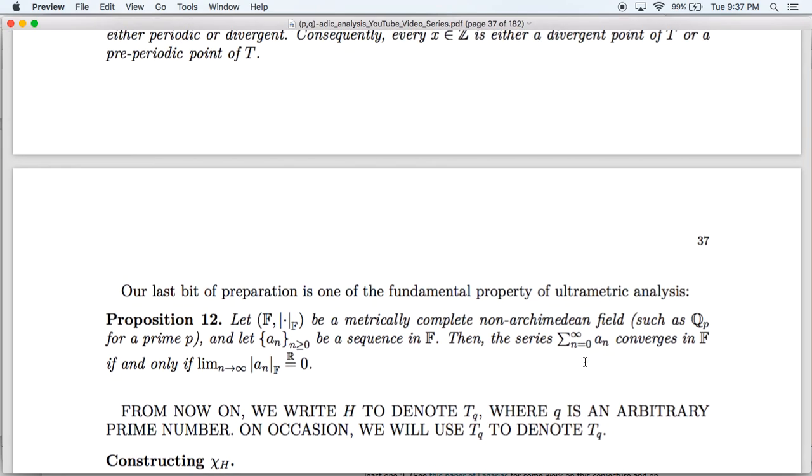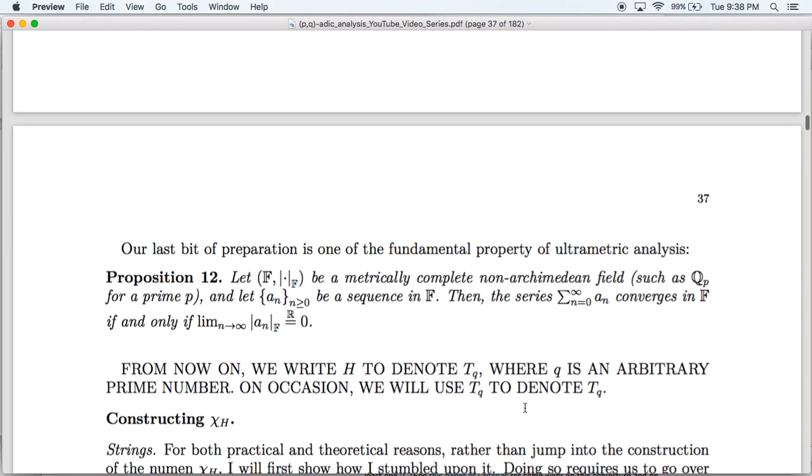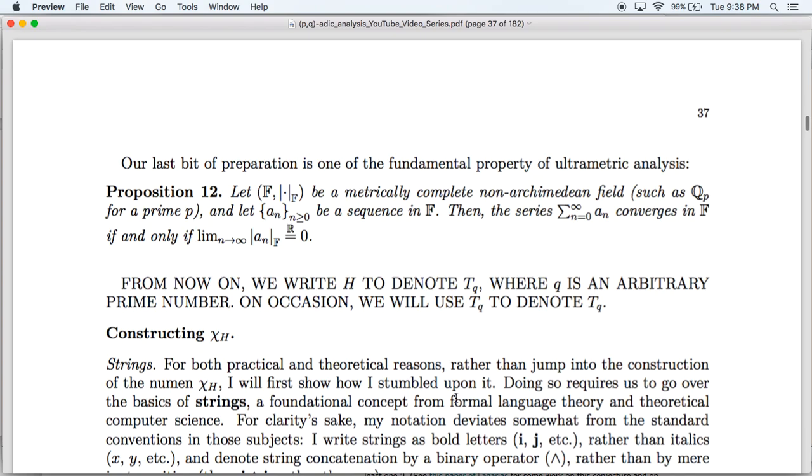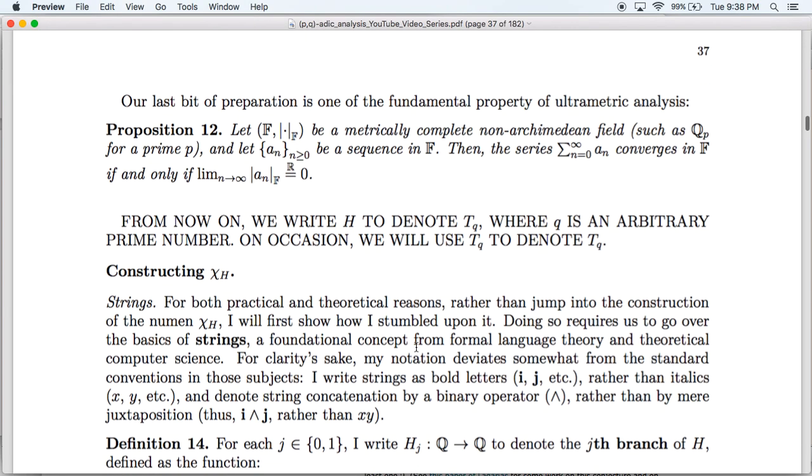So from now on, I'm going to write H to denote T_q, where q is an arbitrary prime number. On occasion, I will use T_q to denote T_q, as one usually does. So we're going to begin by constructing chi_H, the numen of H. And for both practical and theoretical reasons, rather than just jumping into the construction, I would first like to show everyone how I stumbled upon it. So I'll show you all how I stumbled upon it.